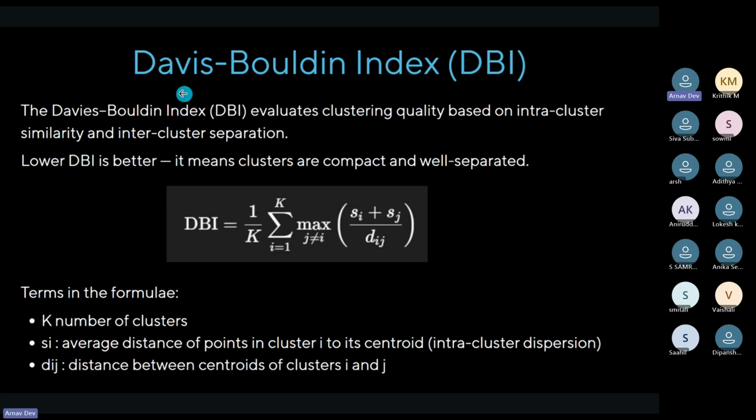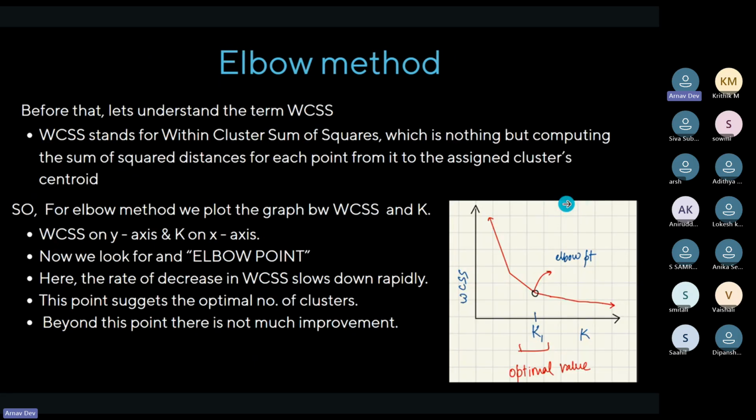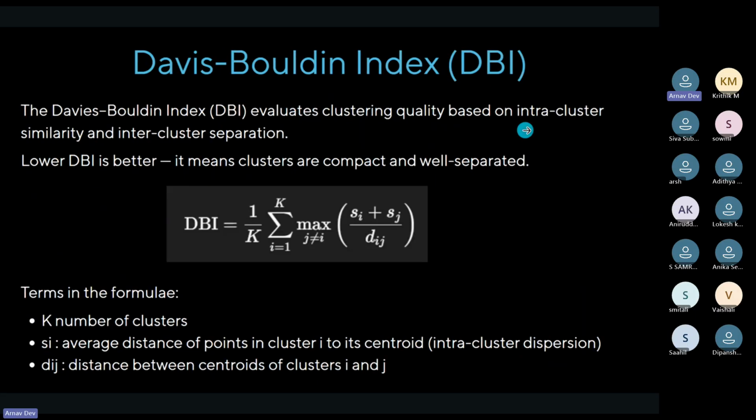The other one is the Davies-Bouldin index, which is the DBI score. The Davies-Bouldin index evaluates the clustering quality based on intra-cluster similarity and inter-cluster separation. When you're clustering data, you want the clusters to be separated from one another, and the points within a cluster to be very close to each other, such that they're compact and well separated. As you can see in the figure, the clusters are very well separated and all the points are very close to each other in a compact way. So this is the ideal way in which we want the clusters to be formed. For that, the Davies-Bouldin index measures both of them, the intra-cluster similarity and the inter-cluster separation.